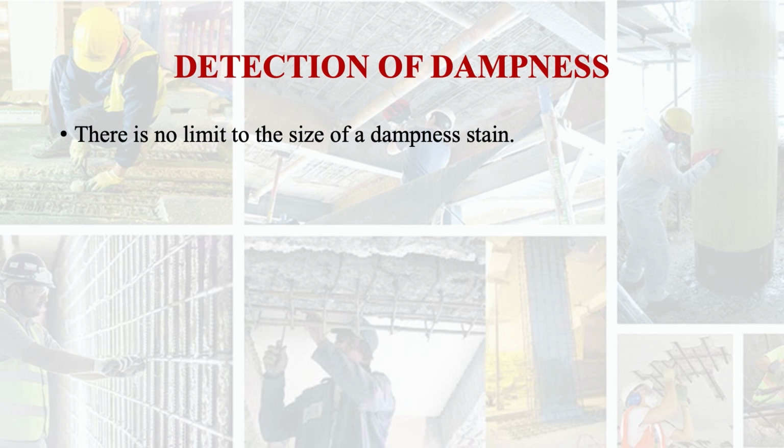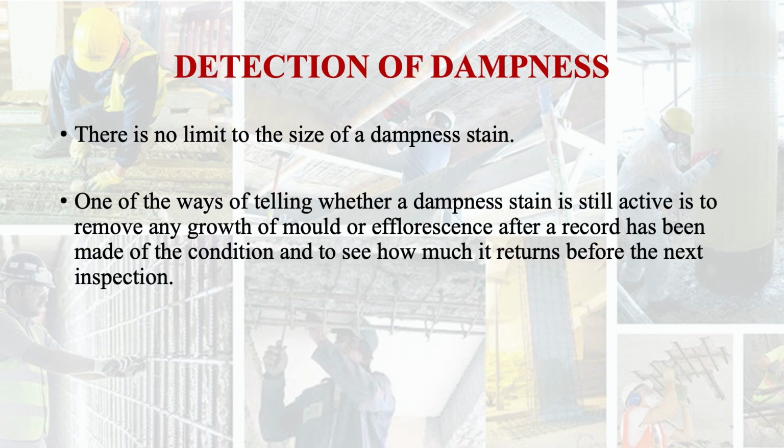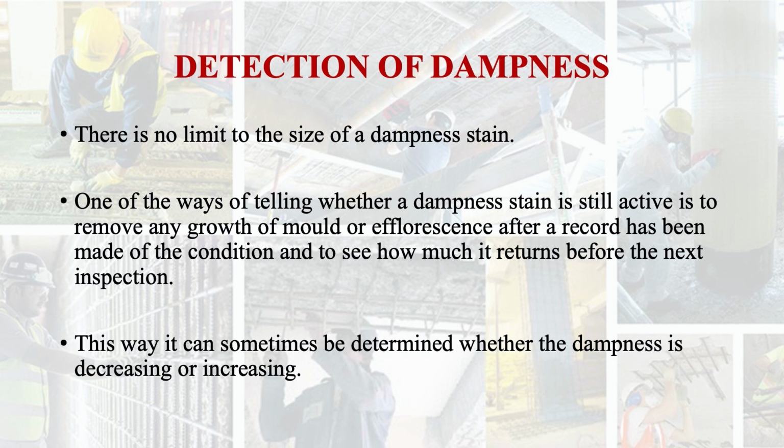There is no limit to the size of a dampness stain. It can be of any size, from smaller to larger. One way of telling whether a dampness stain is still active is to remove any growth of mold or efflorescence after a record has been made of the condition. If you have recorded the present condition, then you can identify whether it is active or not, and see how much it returns before the next inspection. This way it can sometimes be determined whether the dampness is increasing or decreasing.